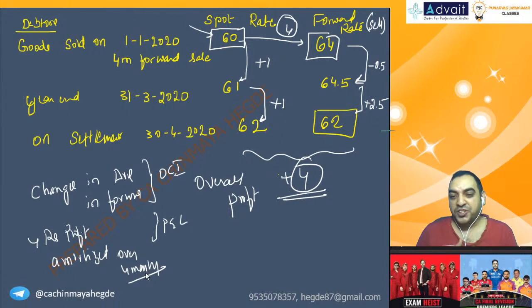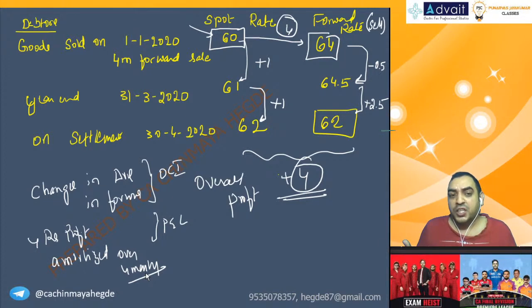How will we know the spot rate on 31st March? No, it does not matter. I have entered into the forward contract at the spot rate on 1st of Jan, 60 rupees. I've already booked my receivable and I know I'm going to receive 64. My receivable is 60, I know I receive 64. 4 rupee profit, I know it.